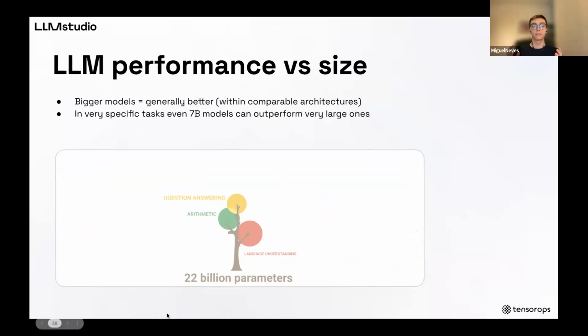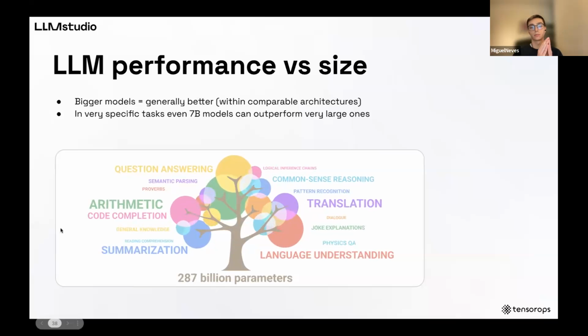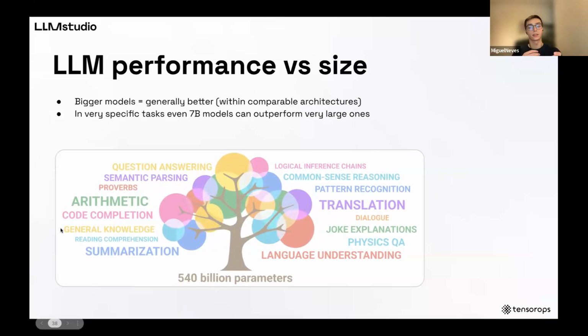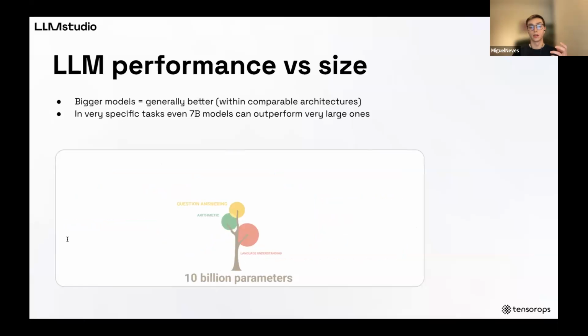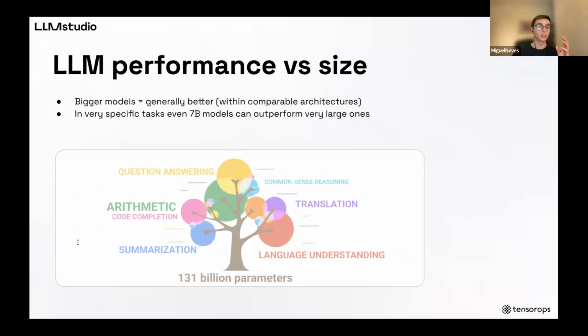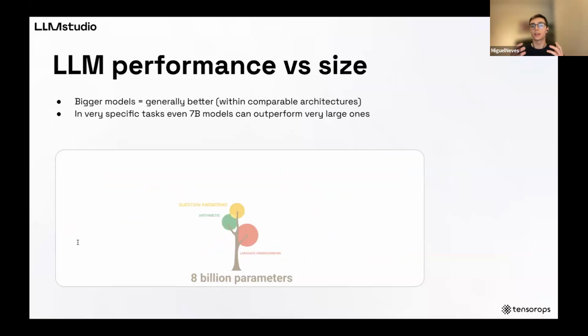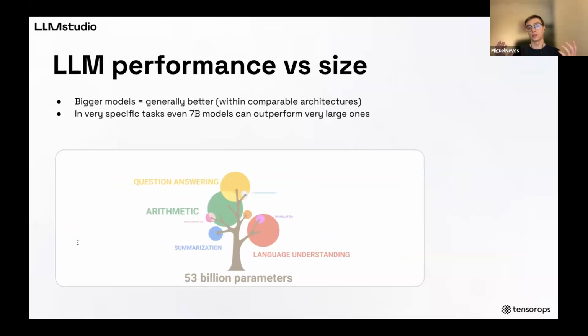So let's take an example: you're training a big model to do a specific task. You want it to summarize perfectly. You start training it and it gets really good at summarization. However, it also starts learning different skills, like translation, arithmetic, and others. So it can generalize quite well outside its training data.